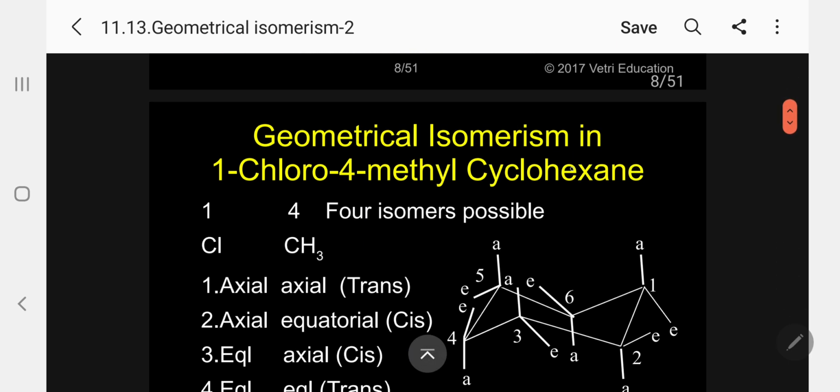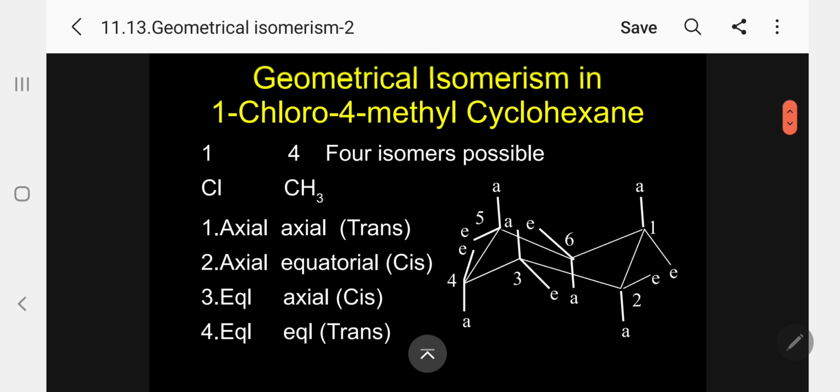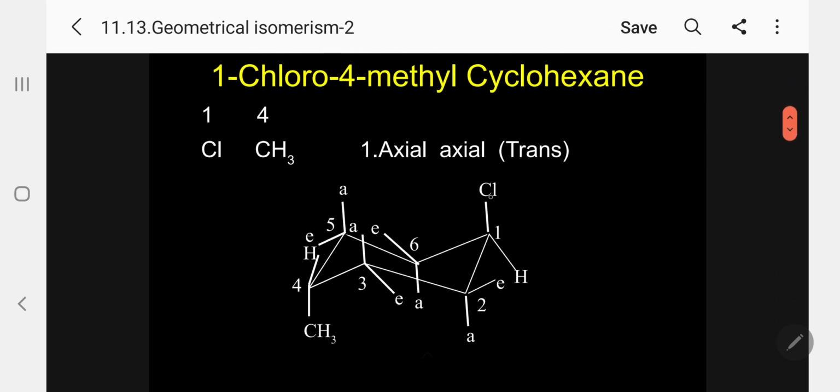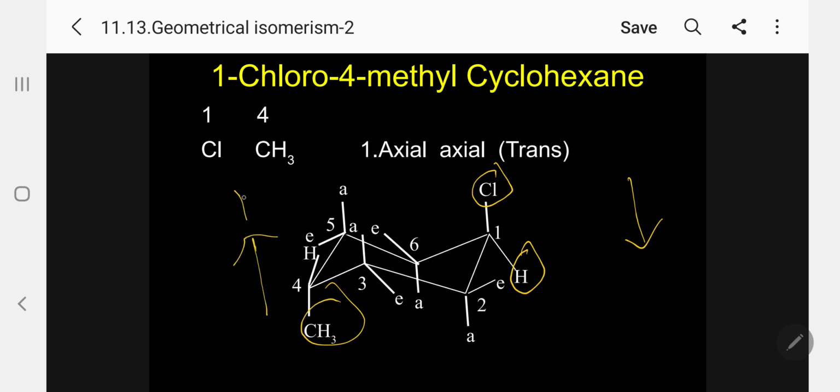So, now, let me come to the second example. 1,4. So, this is 1. This is as usual, they have 4 isomers possible. So, 1 axial chlorine and 4 again we have to think of axial. So, what we have to consider? Hydrogen equatorial below, here hydrogen above. Hydrogen is above, so trans. 1,4 trans. Just like 1,2 again trans now.